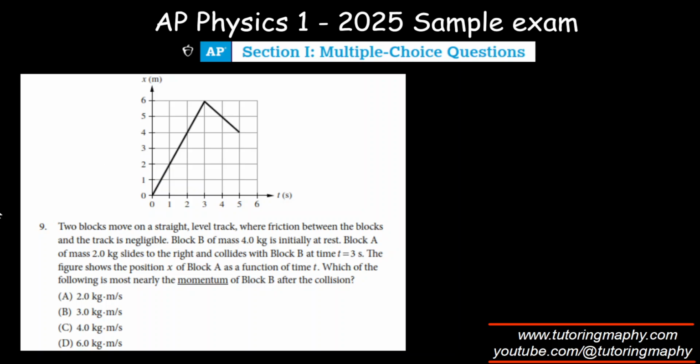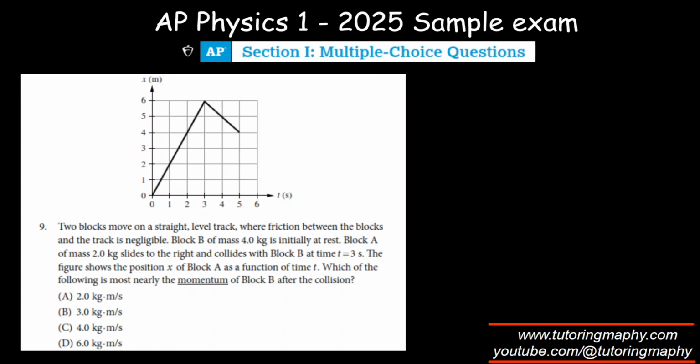Two blocks move on a straight level track where friction between the two objects and the track is negligible. Block B of mass 4 kg is initially at rest and block A of mass 2 kg slides to the right and collides with block B at time t equal to 3. The figure shows the position x of block A as a function of time. Which of the following is most clearly the momentum of block B after the collision?